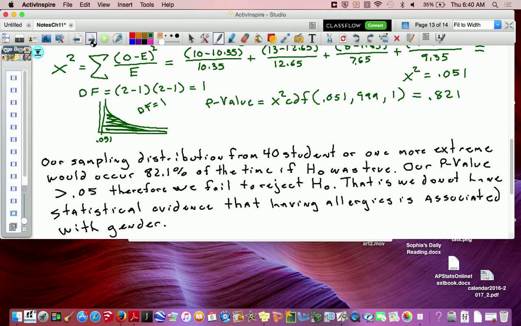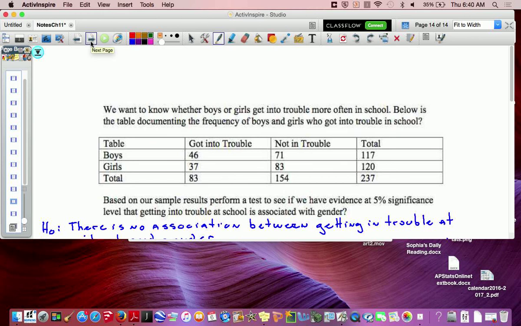All right, last example. Kind of like this one. You kind of think about this from when you were a kid, an elementary school kid, at least in school. It says, we want to know whether boys or girls get into trouble more often in school. Below is the table documenting the frequency of boys and girls who got in trouble in school. So boys, girls, we have the table, whether they got in trouble or not in trouble, and the total. So it says, based on our sample results, perform a test to see if we have evidence at 5% significance level that getting into trouble at school is associated with gender.